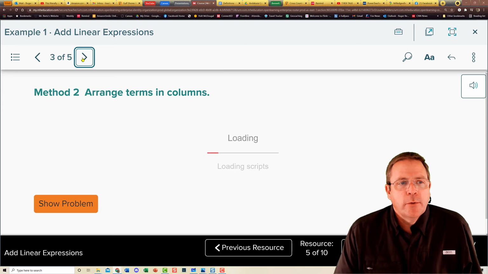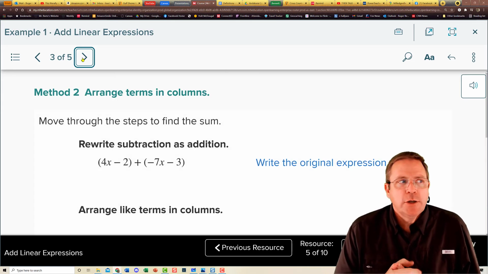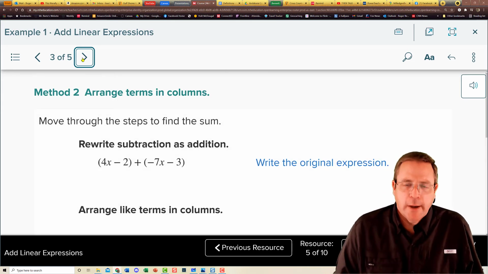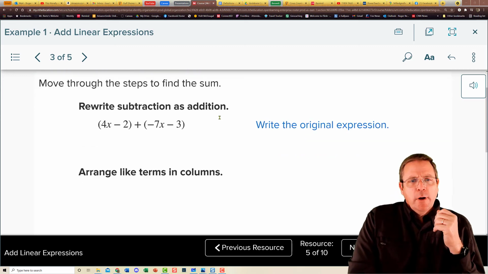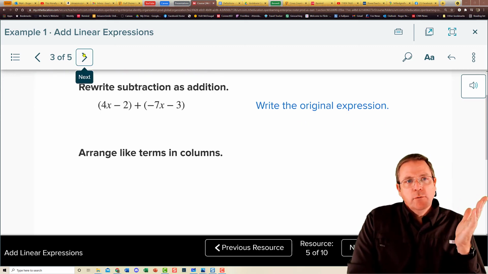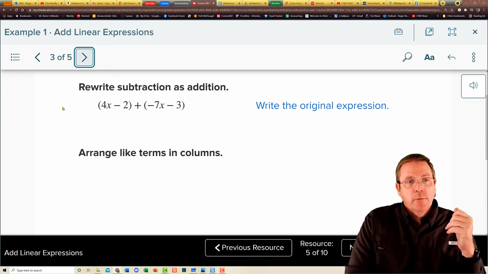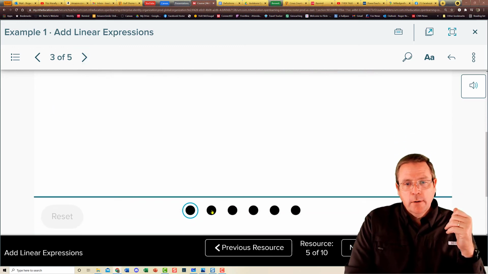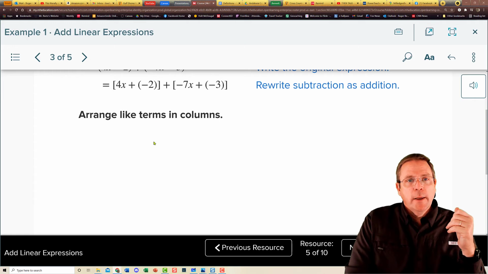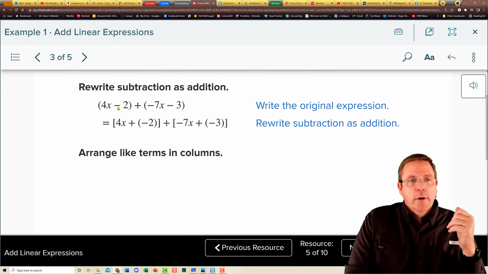Now we're going to do the problem the way they showed in their animation, where we're going to be using the columns. We have the same problem here, and the first thing they're going to have to do, of course, is make that pretty problem ugly. So making the pretty problem ugly, we're going to scroll down, and we're going to start off by making the pretty problem ugly, where we had a minus 2, that's plus a minus 2. Where we had a minus 3, that's plus a minus 3 now.